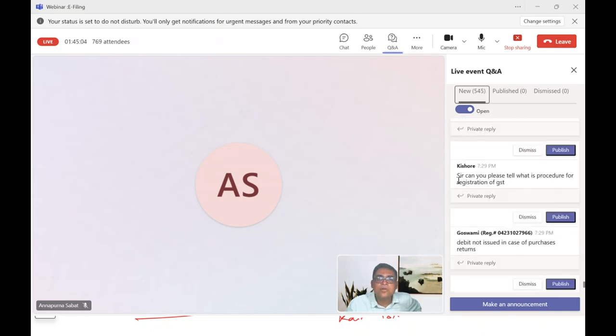Kishore is asking, can you please tell what is the procedure for registration of GST? Yes, we will discuss that. Not today. In our next session, we will discuss that part.